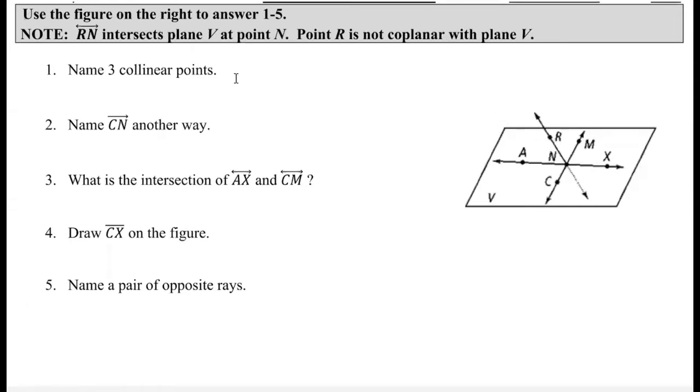Number 1, name 3 collinear points. So we reviewed some vocabulary and some new terms, and we know that collinear means on the same line. So we're looking for 3 points that are on the same line. So let's pick a line if we can, and then find 3 points that are on it.